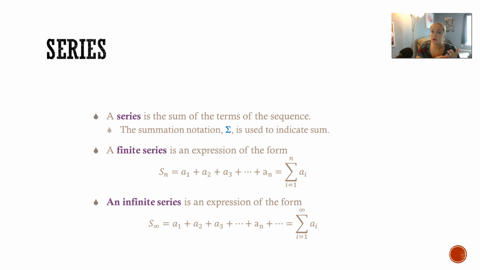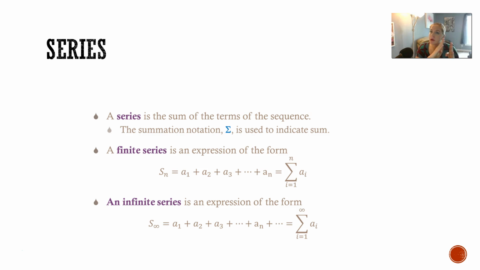Now we're going to introduce a new notation. We're going to use the summation notation, which we call sigma. It indicates that we are adding up all of these terms. A finite series is an expression of the form S sub n equals a sub 1 plus a sub 2 plus a sub 3, and so on, all the way up to a sub n. You can think of it this way: we're going to have a finite number of terms, finite meaning like 1, 10, 20, a certain number, not infinite.